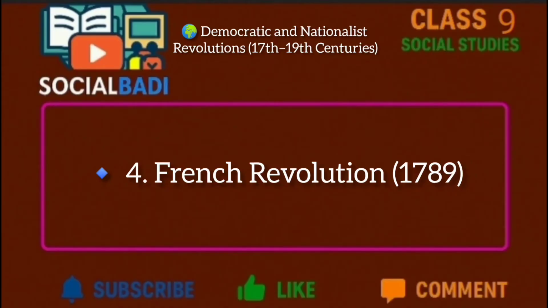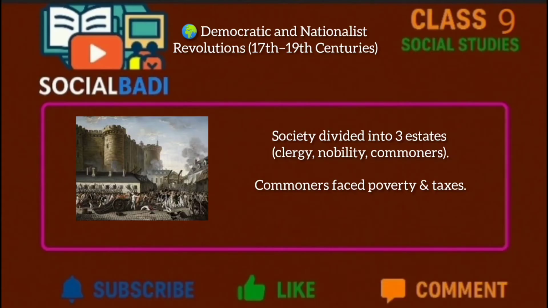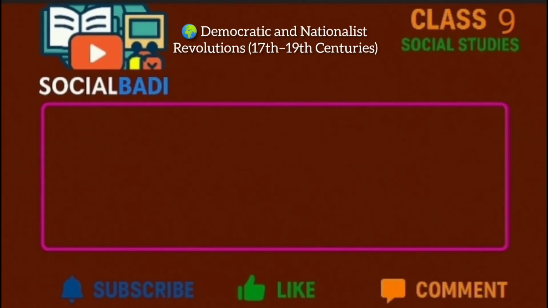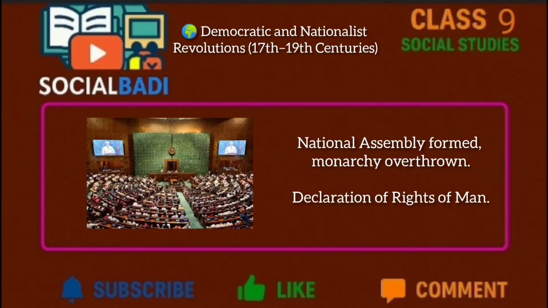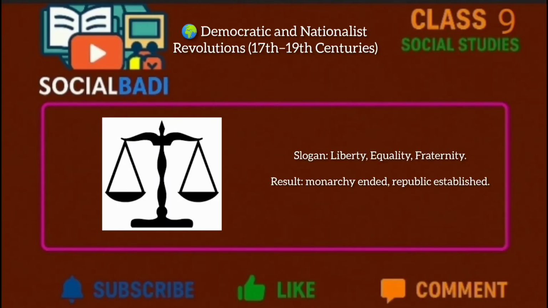French Revolution, 1789. Society divided into three estates: clergy, nobility, commoners. Commoners faced poverty and taxes. National Assembly formed. Monarchy overthrown. Declaration of Rights of Man. Slogan: liberty, equality, fraternity. Result: monarchy ended, republic established.